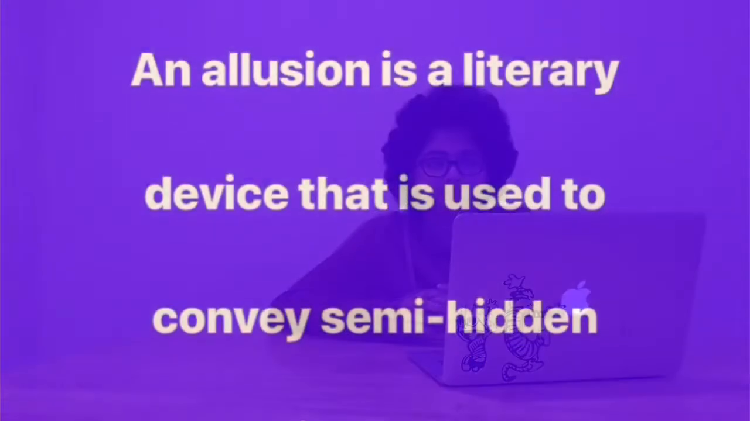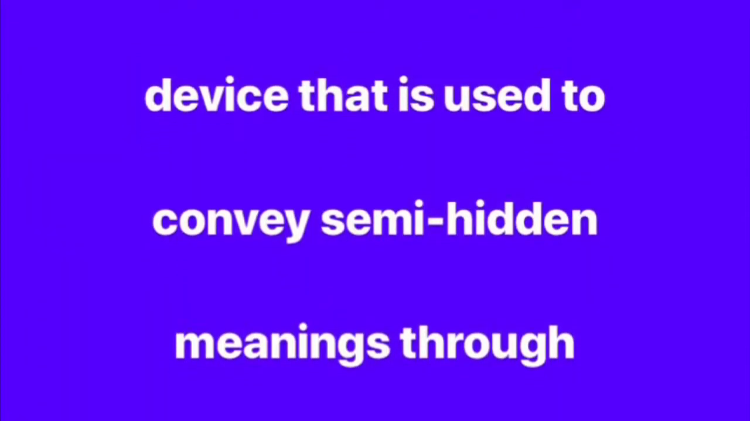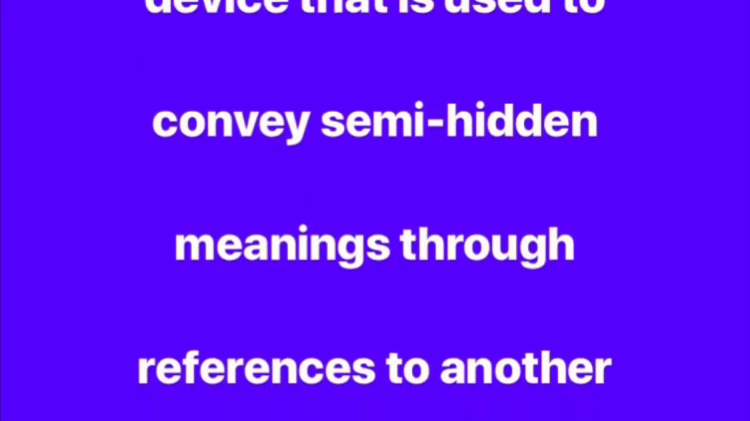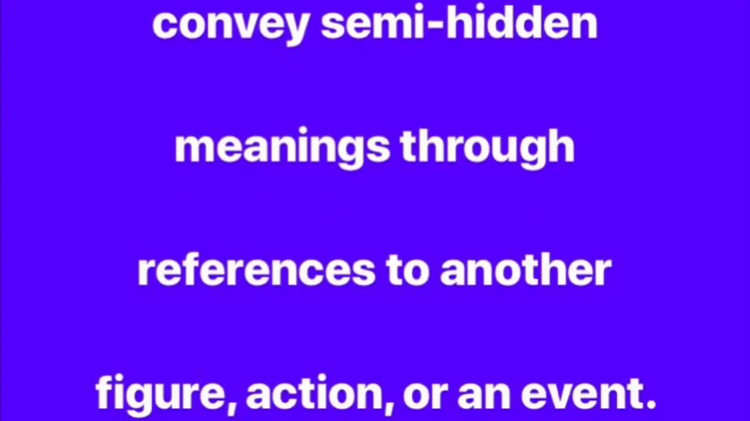Another example of a literary device used is called an allusion. An allusion is a literary device used to convey semi-hidden meanings through references to another figure, action, or an event. In The Tempest, Prospero is written as a biblical allusion to God. Now, while Prospero was alluding to God, his oldest servant, Caliban, was alluding to Satan.